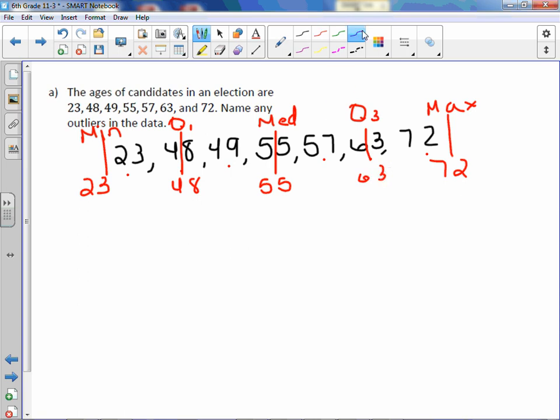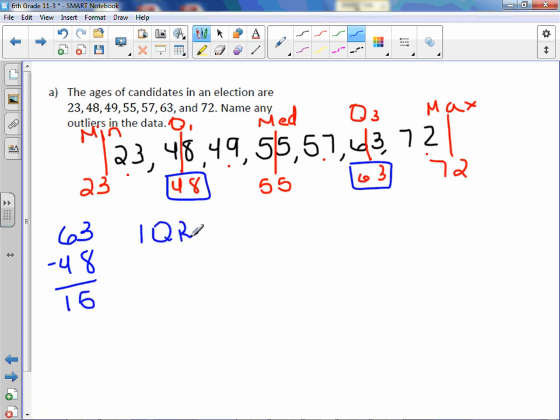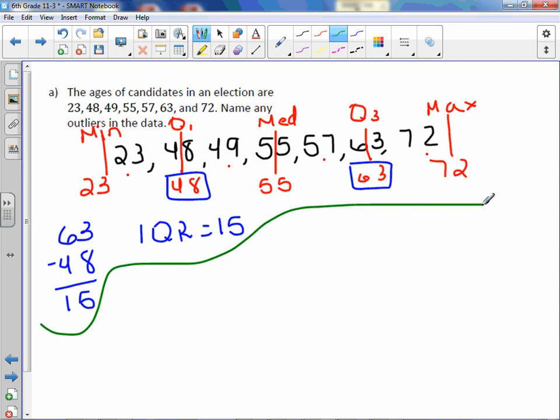To find our interquartile range, we subtract our 2 quartile numbers. So 63 minus 48, and we get 15. So we get an interquartile range equals 15. So now what we're going to do to find out if there are any outliers, we are going to take that 15 interquartile range and multiply it by our important number of 1.5. When we multiply that, we get a value of 22.5. That number right here, this 22.5, is going to tell us what we need to add and subtract from our first and third quartiles.